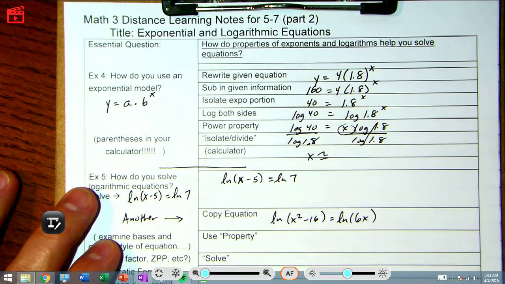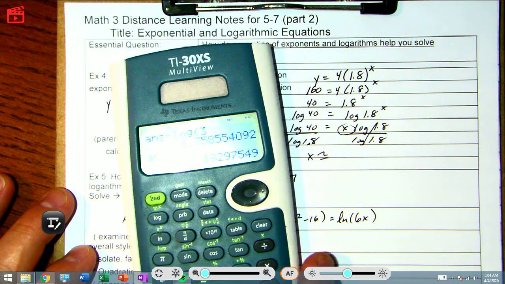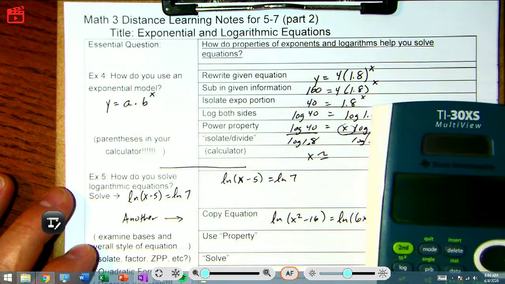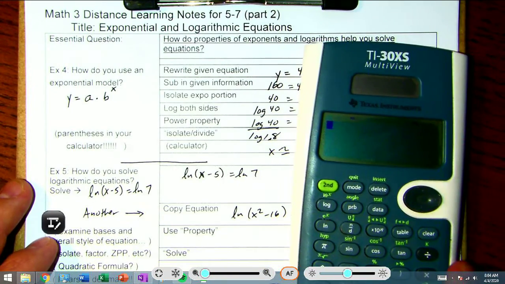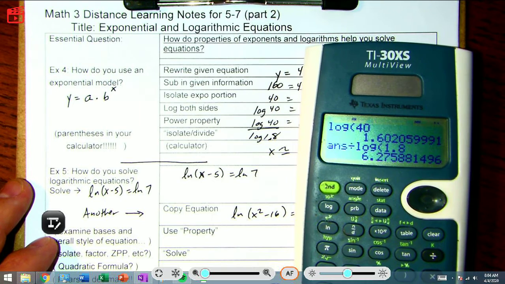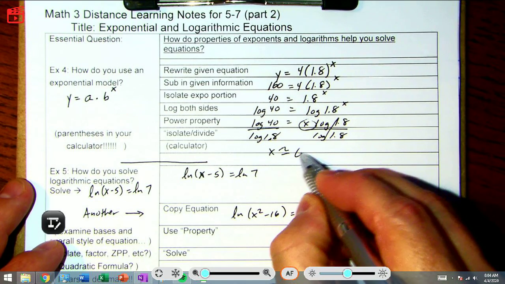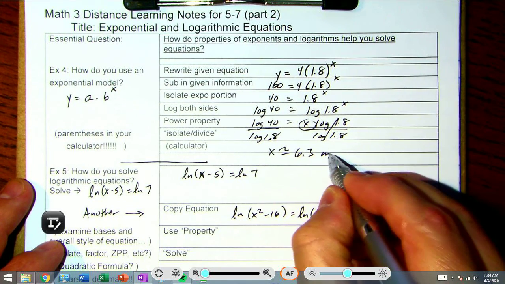Let me see if I can do it in my janky home calculator. Can you guys even see anything that's on there? I don't know. So log of 40, I usually hit enter, and then you hit divide by log of 1.8. I need to go get a calculator from my class. So let's see, that's about 6.3 minutes. That's about how long it's going to take to burn 160 acres.